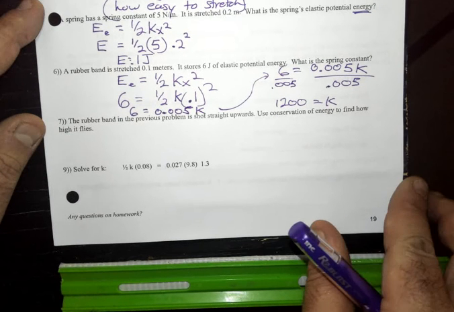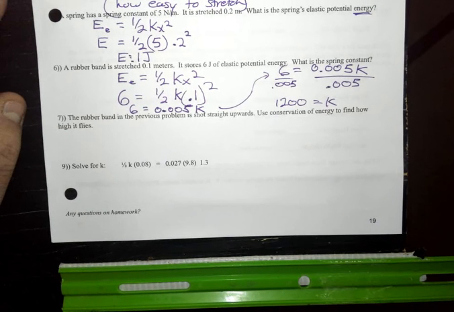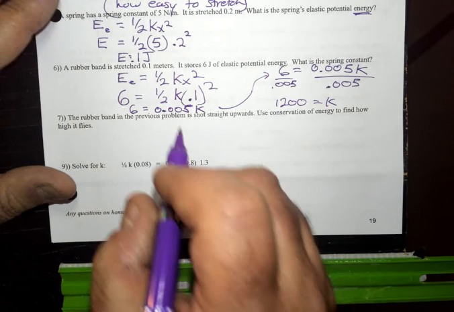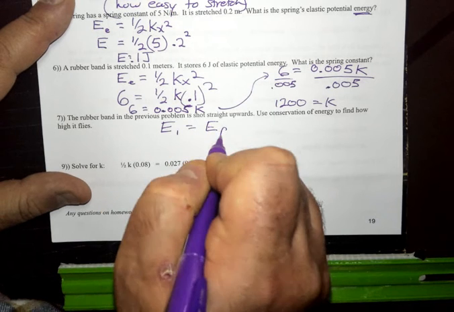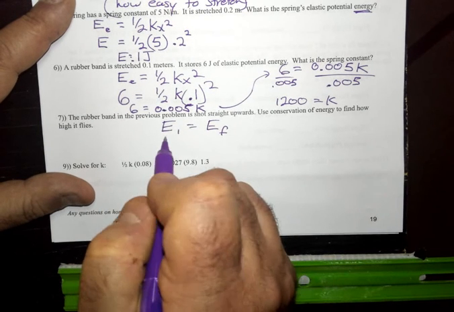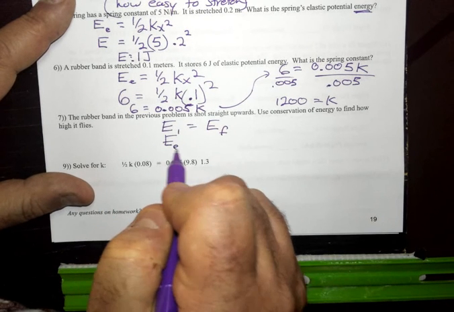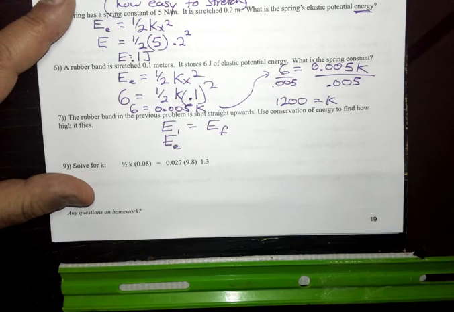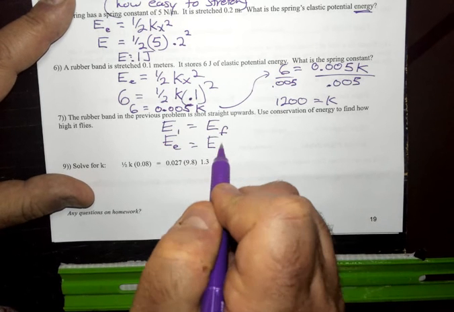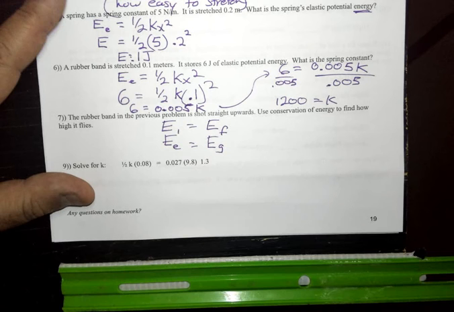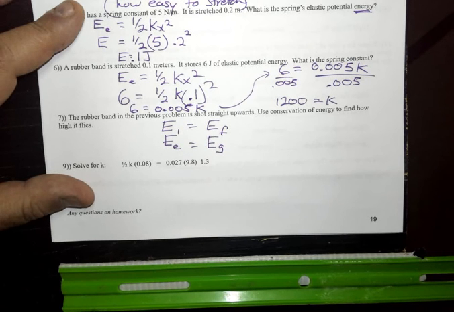Number 7. The rubber band in the previous problem is shot straight upwards. Use conservation of energy to find out how high it flies. So, the initial energy is equal to the final energy. The initial energy is elastic. It's the stretched rubber band. The final energy is going to be gravitational. How high up? How high could it now fall downwards?